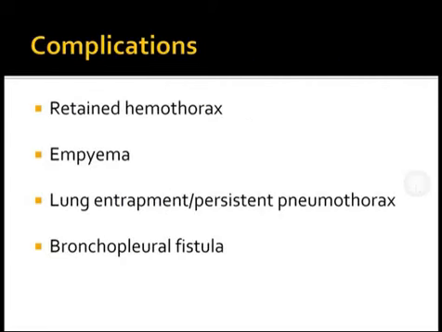So complications of either the operation or just a hemothorax with a chest tube placement are a retained hemothorax, which I'll show you a picture of in a second, or empyema, lung entrapment, which will cause persistent pneumothorax because the lung just can't re-expand, or bronchopleural fistula.